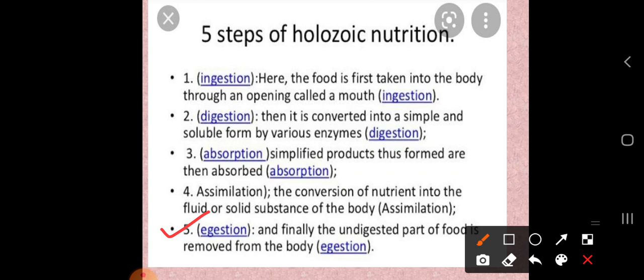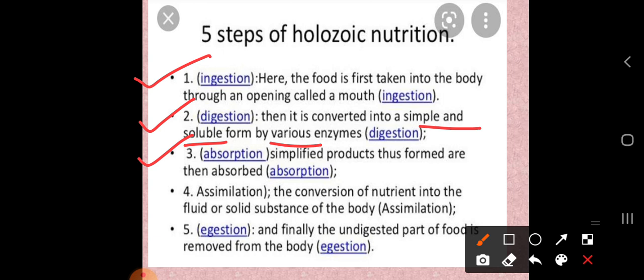So these are the 5 steps of holozoic nutrition. Let's just recall. Ingestion means you have to take food through our mouth. Next it is digested: it is converted into simple and soluble form by various enzymes. This is called digestion. In the third part, absorption takes place. The products formed are then absorbed.